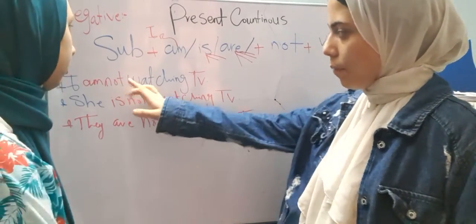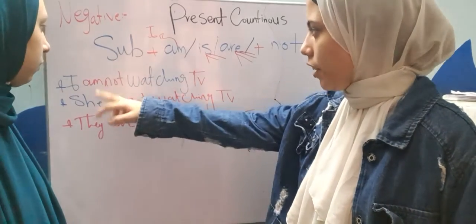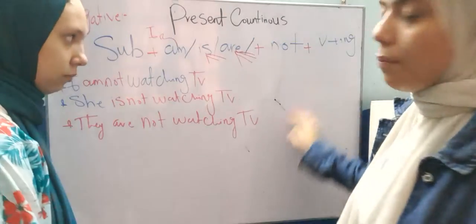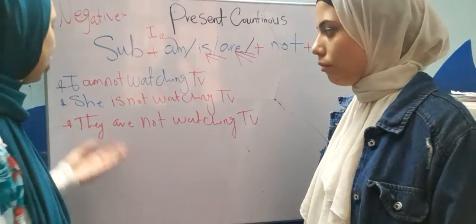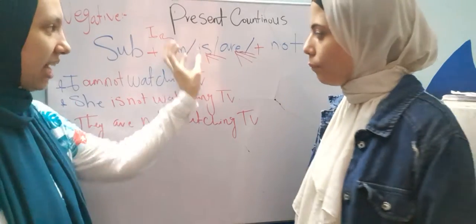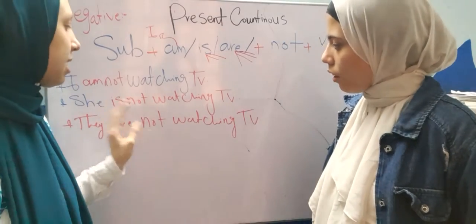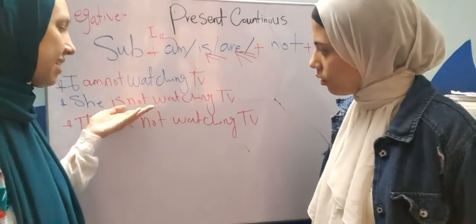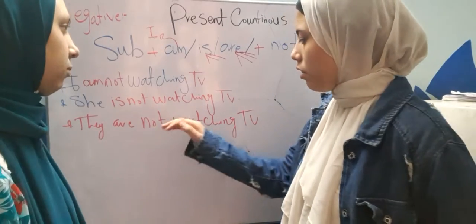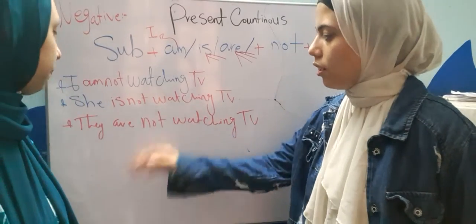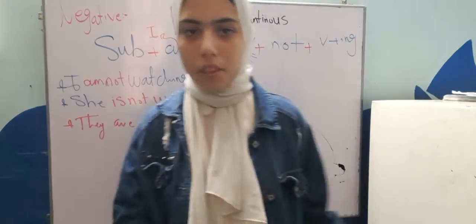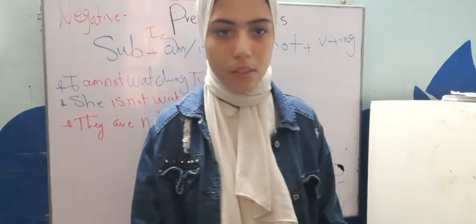As an example, I'm not watching TV. I is the subject and am is a helping verb, and not should be here because it's negative, and watching is a verb plus ing. She's not watching TV. So she here is the subject, and we use is because of she, and not: she isn't or she is not, as you want, watching TV. They are not watching TV. They is the subject, are is a helping verb, not should be here because it's negative, and watching is a verb plus ing, and TV is something that we put to make the sentence make more sense.